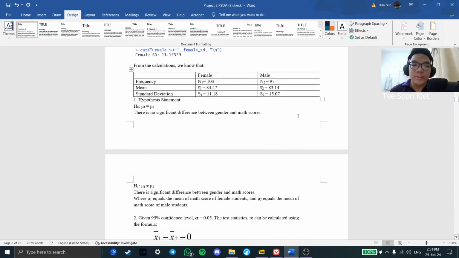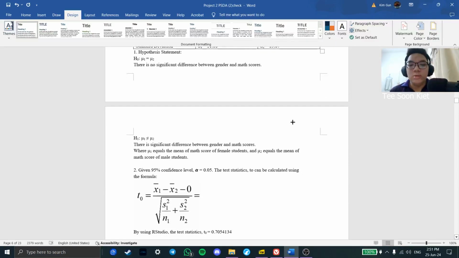The null hypothesis statement is there is no significant difference between gender and math scores, and the alternative hypothesis is there is significant difference between the gender and math scores.